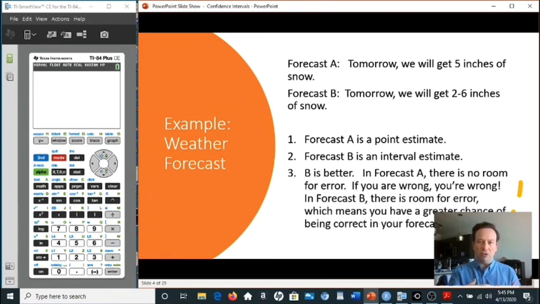If you're the forecaster on TV and you tell everybody we're going to get 5 inches of snow, if you're wrong, you're wrong. That could cost you your job if you make that mistake too many times. The better estimate, and this is what most statisticians and weather forecasters will do, is to use interval estimates, because there's a couple possible correct answers: 2 inches of snow, 3 inches, 4 inches, 5 inches, and up to 6 inches. So you could be wrong and right at the same time, which is better. With forecast A, you don't have any room for error. With forecast B, there is room, which means you have a greater chance of being correct.